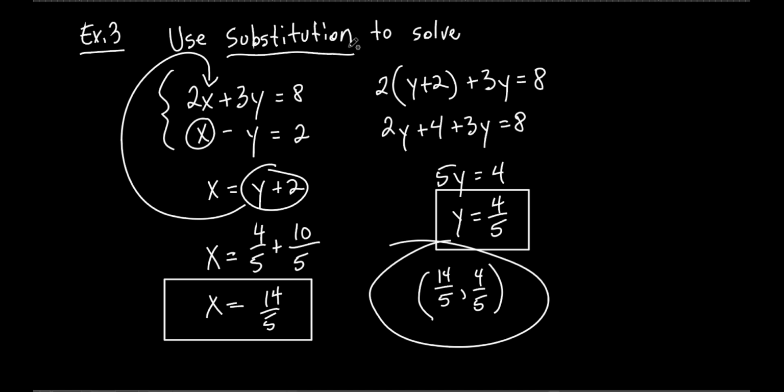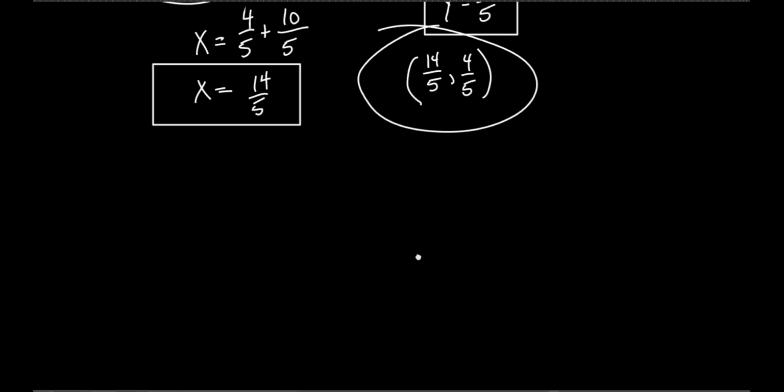Substitution is usually the one that you kind of click with a little bit easier. Elimination is the one that may be a little bit different for you. So this is, I'm going to call it example 2. It's not really example 2 in the book.